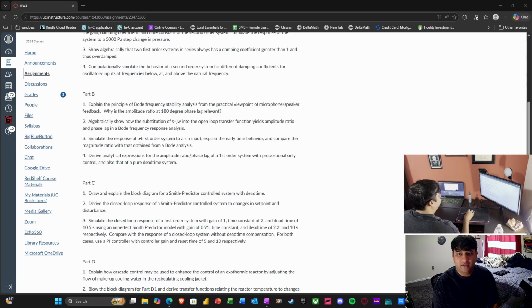And we're going to simulate the first order system to sine input and explain the early time behavior and compare the magnitude ratio with that obtained from a Bode analysis, and derive analytical expressions for the amplitude ratio and phase lag of a first order system with proportional only control, and also that of a pure dead time system.